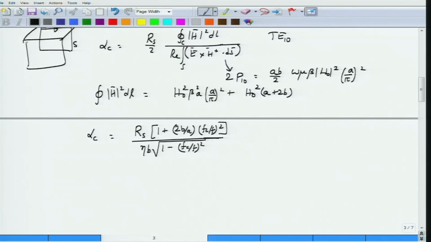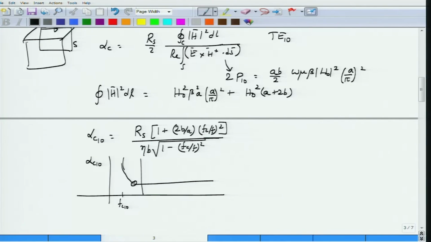You can rearrange these equations in whatever way you want, but if you look at alpha C10, which is the conduction loss for the TE10 mode, you will see that the power loss initially is quite high. Obviously, before the waveguide is even propagating, there will be a very high, infinite amount of power loss, so the mode won't propagate. But once the waveguide is actually propagating beyond this fc10, until a certain dominant range, beyond which there would be higher order modes, if you plot this one, the loss goes like this. There is a minimum that exists here, which you can obtain by differentiating this alpha C10 with respect to f.